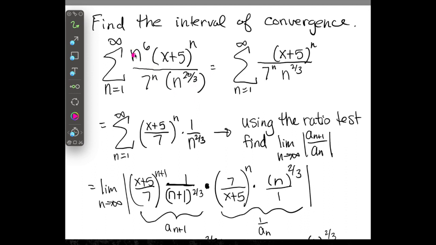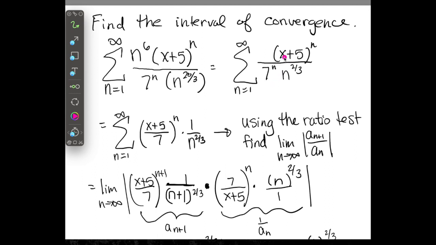So I'm going to combine the n to the 6th with the n to the 20th divided by 3 by dividing and combining the n's using our exponent rules. What I'll be left with is n to the 2/3 in the denominator.